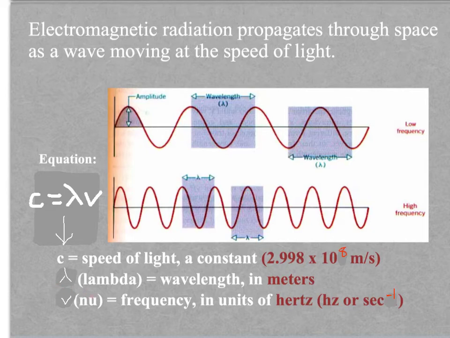Lambda, if you're wondering how to draw it, is kind of like an upside down Y. That represents the wavelength, and it's measured in meters. And nu is just a V. That's pretty simple. It represents frequency, and the units for that are hertz.